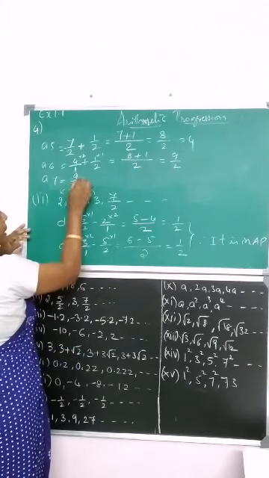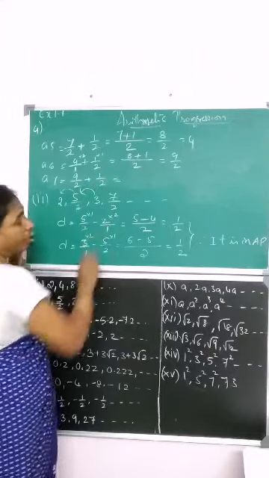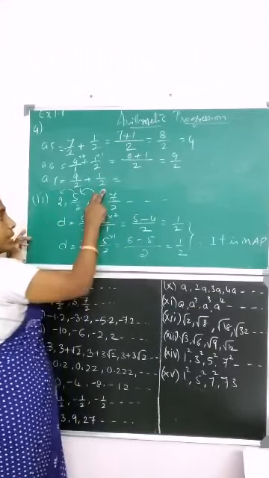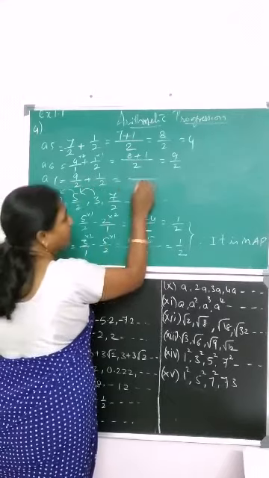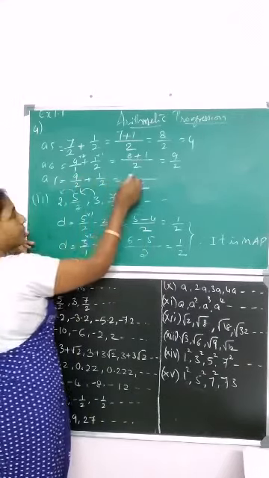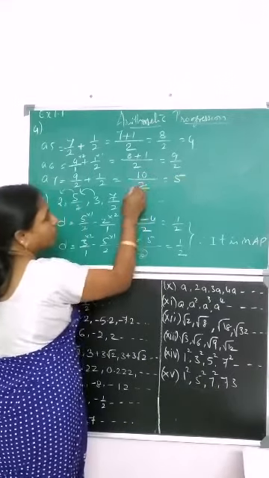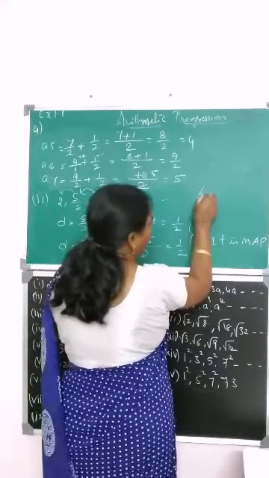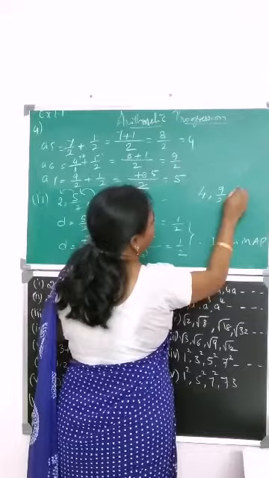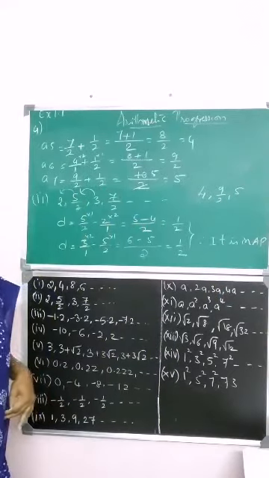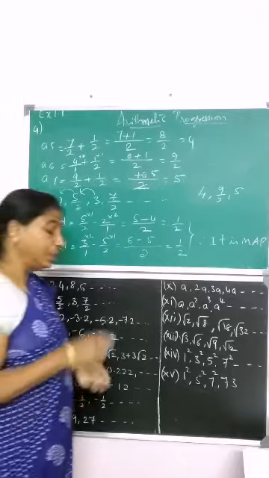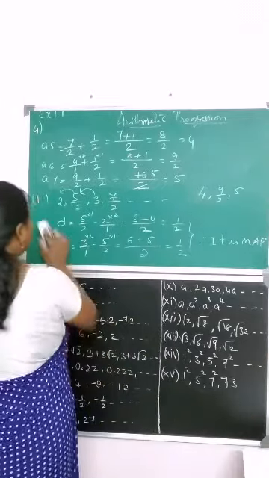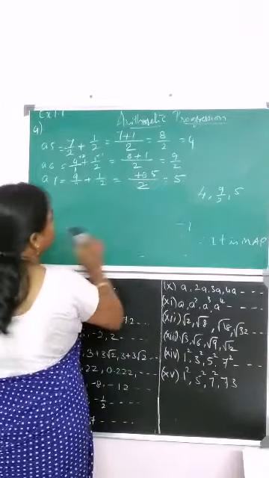Now to this 9 by 2, again we have to add half. To the answer we got, we have to add half again. So the LCM here is 2 and this is 9 plus 1 is 10. 10 by 2 is equal to 5. Therefore the other three terms are 4, 9 by 2, 5. This is for the second one. When it is an AP, we have to add the difference. If it is not an AP, you should not add the difference.